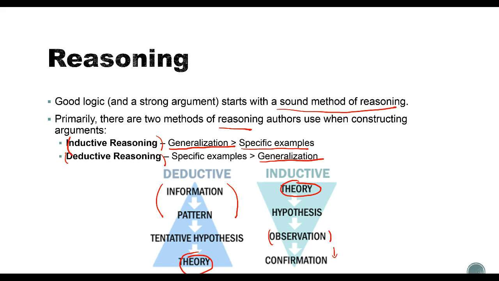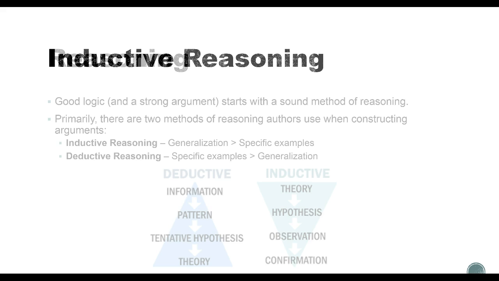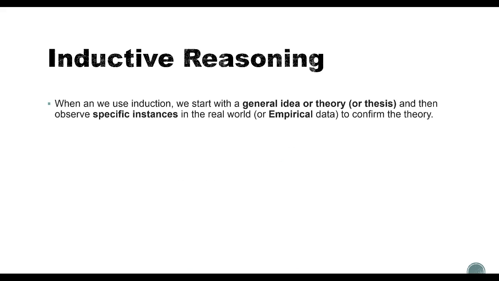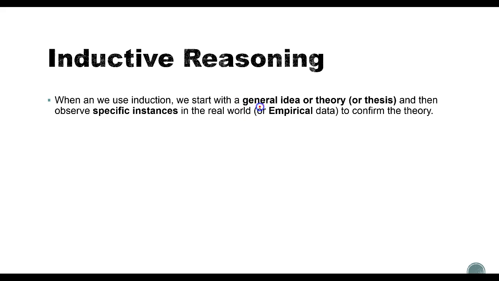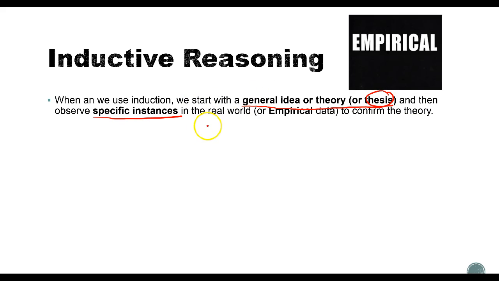I know that's a little bit vague, but let's take a closer look at both of these and see if you can understand the difference between inductive and deductive logic. So in inductive reasoning, we start with a general idea or a general theory or a thesis. And then we make observations in the real world or empirical data to confirm the theory. So whenever we're making observations of the real world to support something that's a theory or theoretical, we're using empirical strategies, right? We're looking at things from the real world in order to draw a larger theory. It's called empirical or empiricism, confirming a theory with real-world observations.